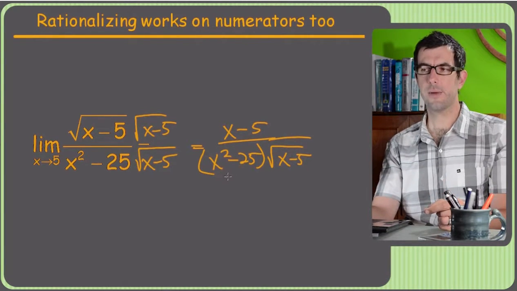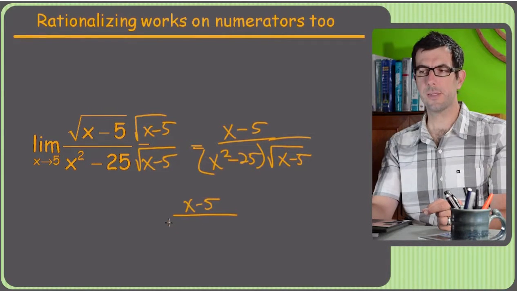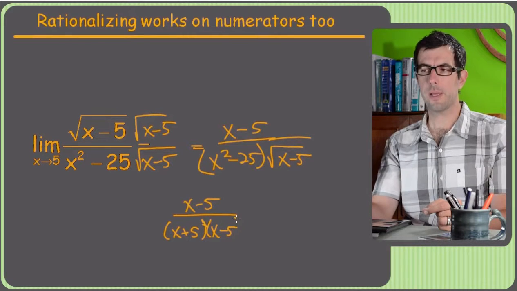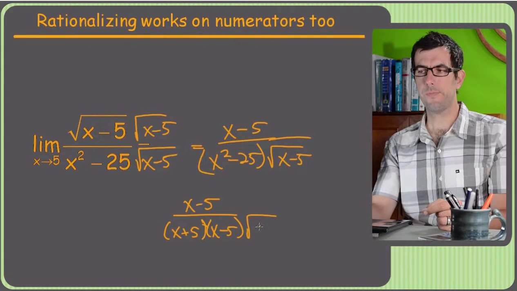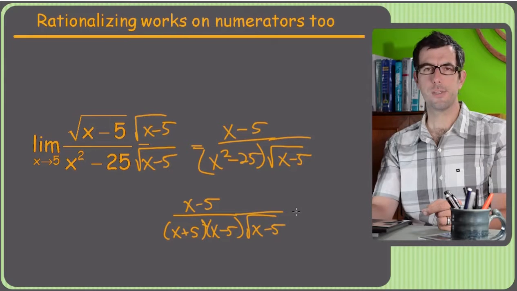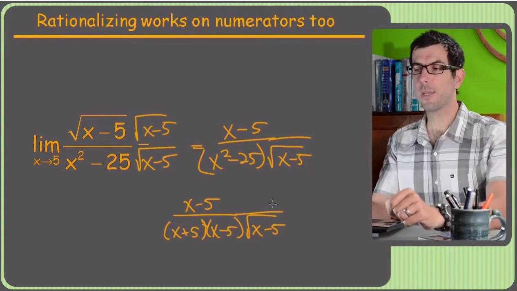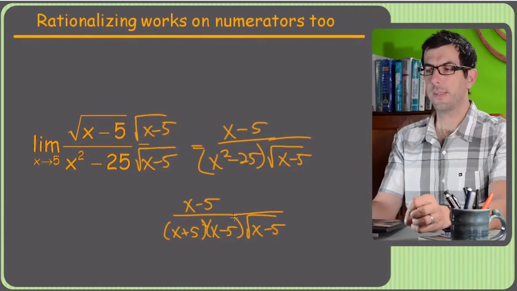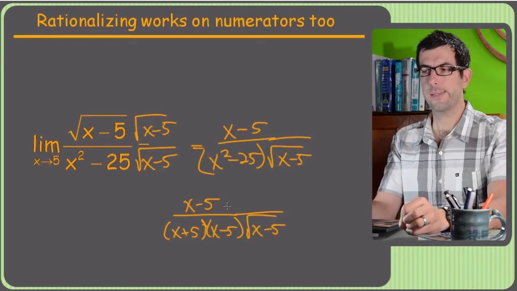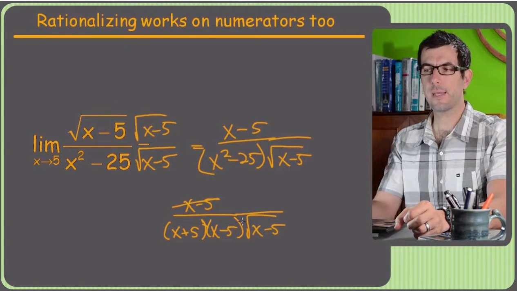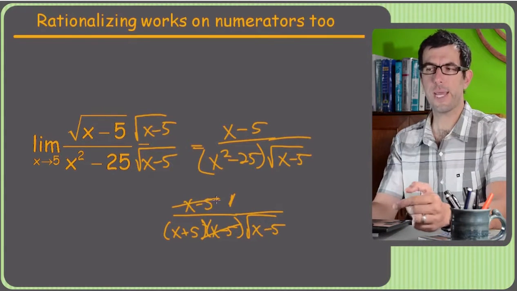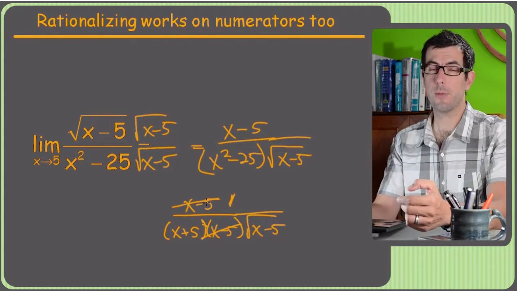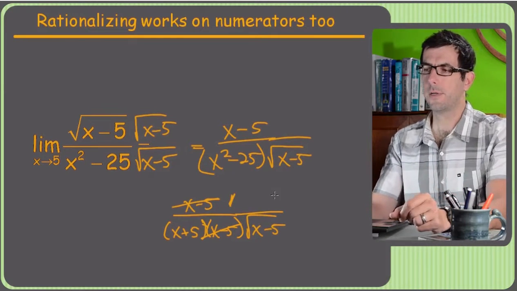But if we factor the downstairs, so we still have x minus 5 upstairs, and x squared minus 25 factors as x plus 5 times x minus 5. And again, if you're not a factoring master, factoring whiz, check out the videos in the factoring chapter in Algebra 2 on this site, or Algebra 1. But point is, now we've got an x minus 5 we can cancel. Remember, you have to leave a 1 behind, because when we cancel that x minus 5, we're not left with 0 upstairs, we're left with a 1.